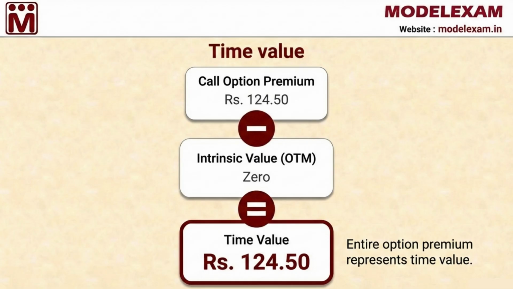Finally, let's look at the time value for our call option. The premium for this call is 124.50. Since we already determined that its intrinsic value is 0 because it is out of the money, the math is very straightforward. 124.50 minus 0 equals 124.50. In this case, the entire premium you pay for the call represents only time value.